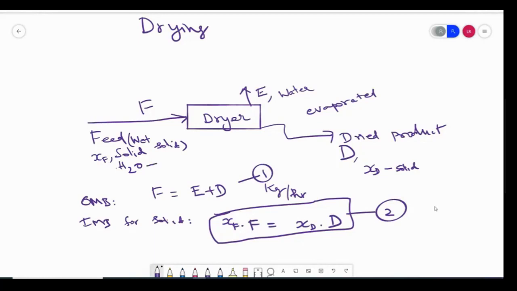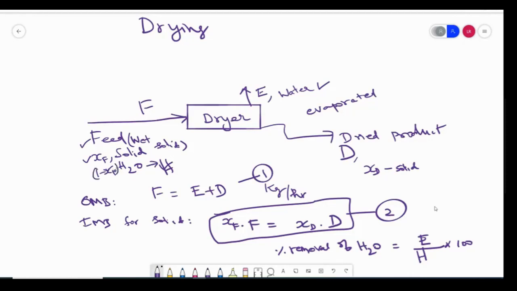Let me say the feed contains some amount of water, and in the product a certain amount of water is evaporated. So we should be able to determine the percentage removal of moisture. Whatever is E, and let the amount of water in the feed be H. Then E by H into 100 is the percentage removal of moisture from the feed. E is the amount of water evaporated, H is the amount of water present in the system. Once XF is known and F is known, we can find out the amount of water, which is 1 minus XF.